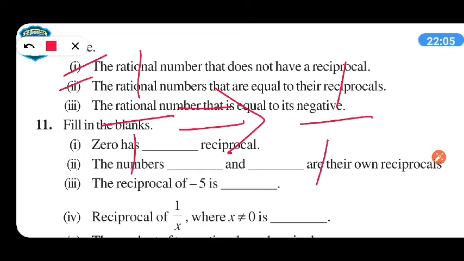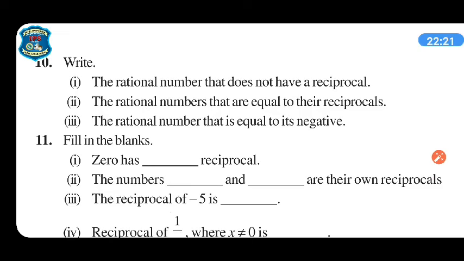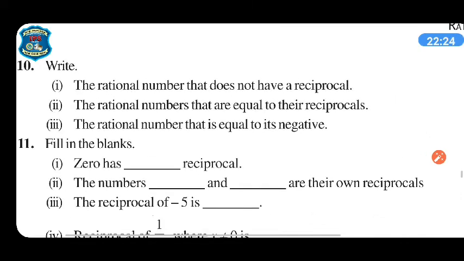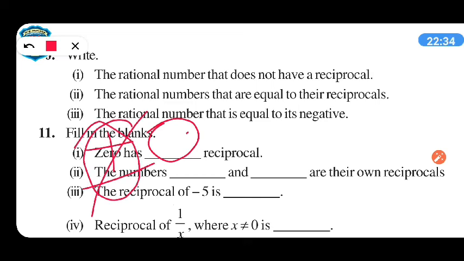See the third part. The rational number that is equal to its negative. It is also 0. The third part is again 0. Because its negative is what? Plus 0 or minus 0. Actually 0 is neutral. There is no sign of plus or minus. 0 is 0. It is neither negative nor positive. That's why the answer of the third is 0.